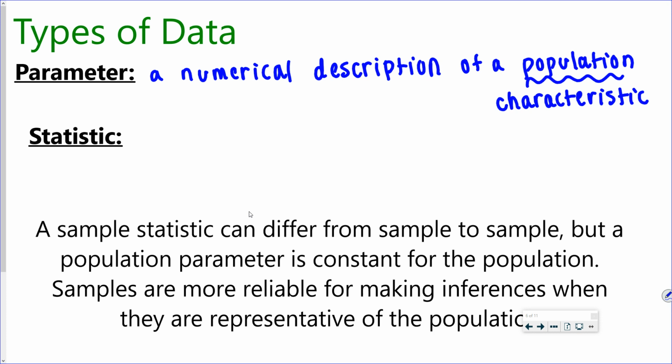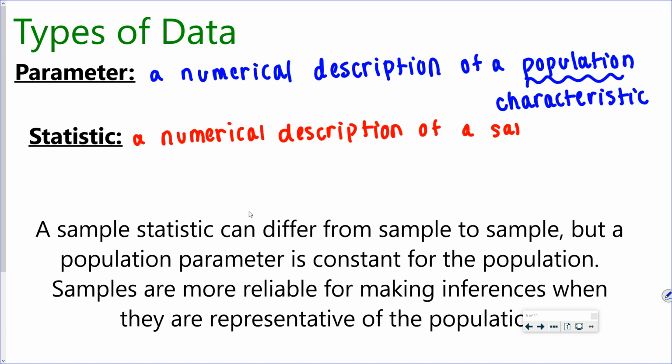So when you're surveying the whole senior class, that's a parameter because you're talking about the whole population of the senior class. So you've got to look for words like all or the whole. A statistic is a numerical description of just a sample characteristic. So if you see a survey of 100 freshmen, that would be a statistic because it's just talking about a sample of the whole freshman class.